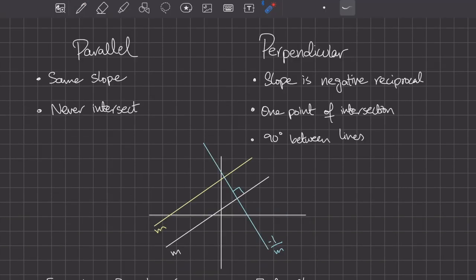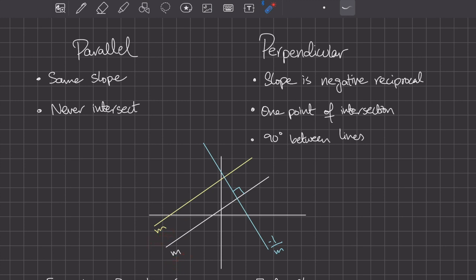Before moving on to more examples, I want to cover the concept of parallel and perpendicular lines. Two lines are parallel if they have the same slope. This also means that the two lines will never intersect. For example, if we have this line in white, then the yellow line is parallel to it as it has the same slope or same steepness.